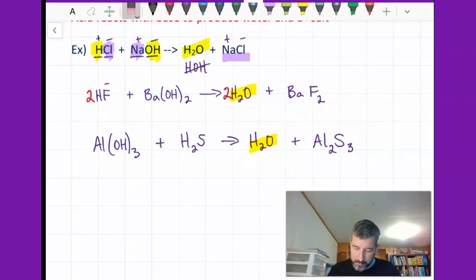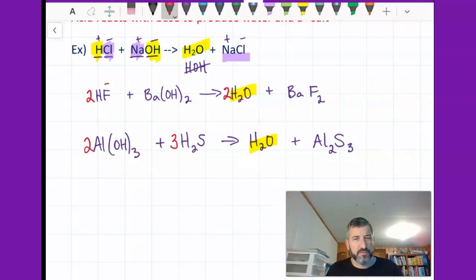And when I balance this one, it looks like maybe the easiest thing to balance first might be the aluminum or the sulfur. I don't know that it matters. We'll see. Aluminum, I have 2 here and only 1 here. So let's go ahead and put 2 out in front of aluminum. Sulfur, or sulfide, I should say, we have 3 on the right, only 1 on the left. So I'm going to go ahead and put a 3 there.